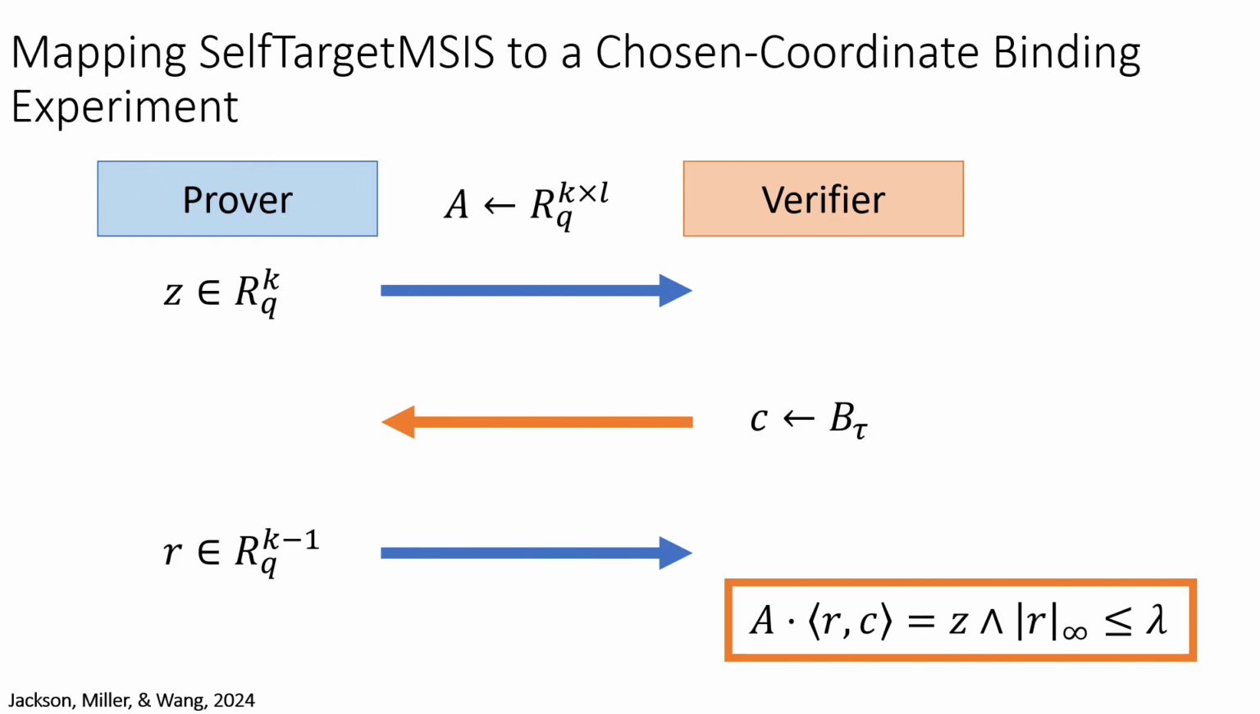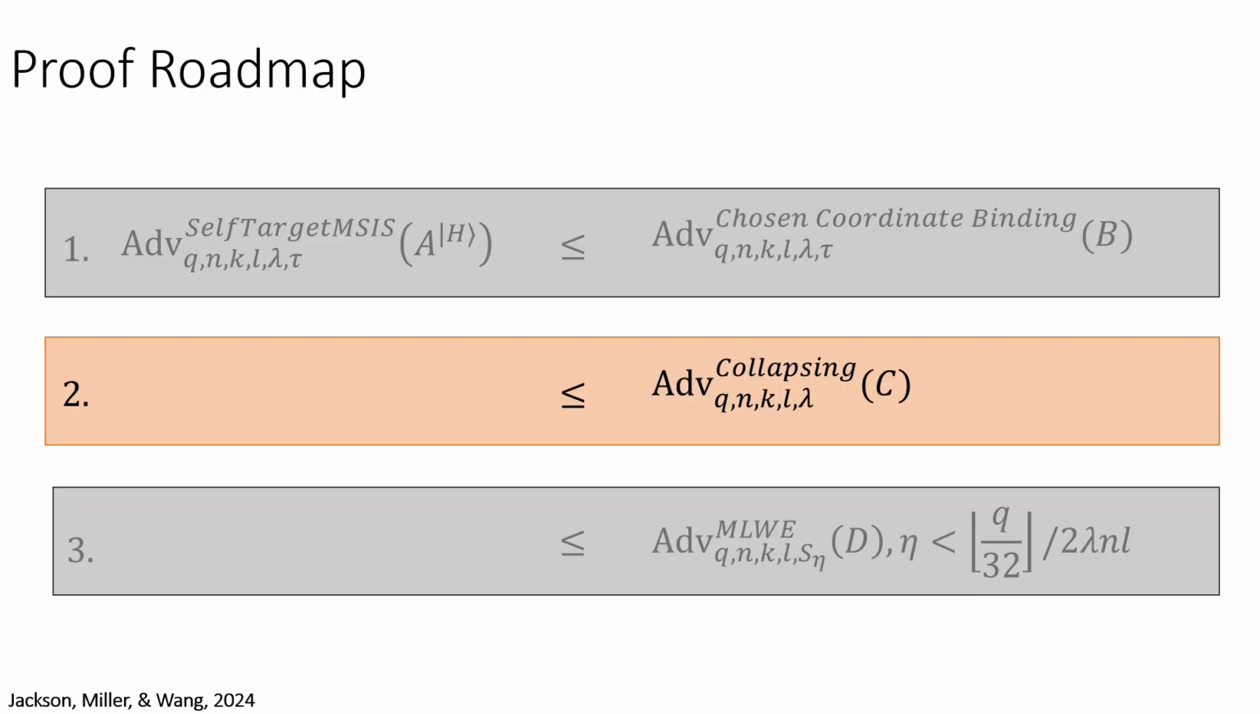Now, if you're looking at the structure up here on the screen, this is actually identical to Del Pino and Spooner from 2023's chosen bit binding, or chosen coordinate binding, experiments. Specifically, we generalized just a little bit farther into a module setting. But most helpfully, this means we have successfully shown that self-target MSIS is at least as hard as their chosen coordinate binding experiment. Further, we generalize their results to show that this chosen coordinate binding experiment is then harder to pass than a corresponding collapsingness experiment.